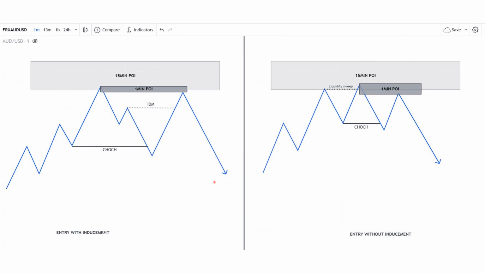Of course there are other entry setups, but I'm giving you the obvious ones. These things are going to form on a daily basis. You just need to know where to look for them.